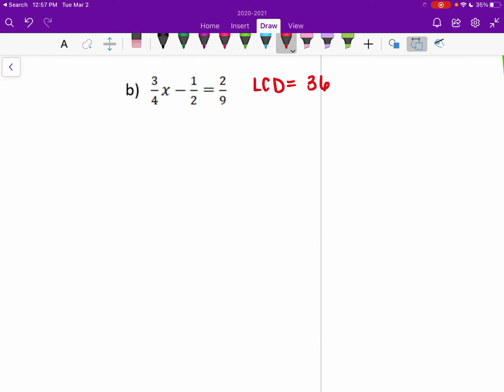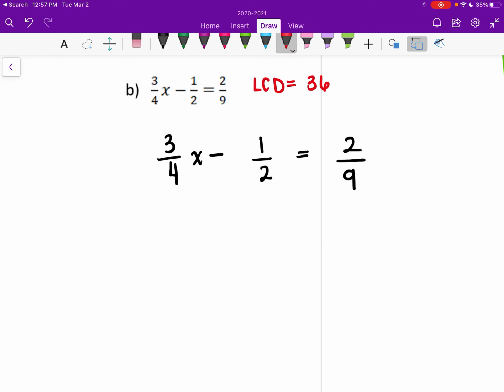So that means I'm going to multiply every term by 36. So let's just write out the terms first. We have 3 over 4x minus 1 over 2, and I'm just going to give myself a lot of space so that I can write this stuff in. 1 over 2 equals 2 over 9, right?